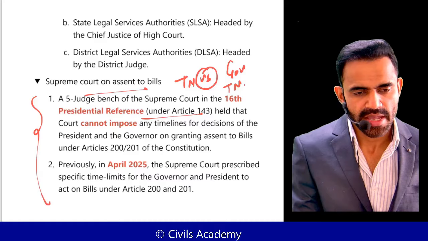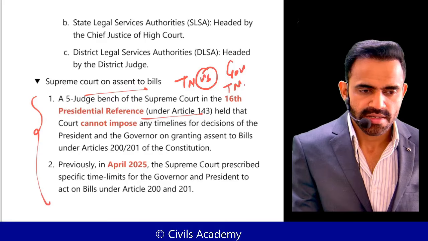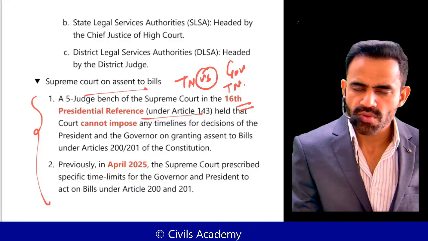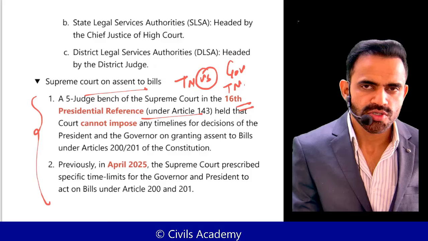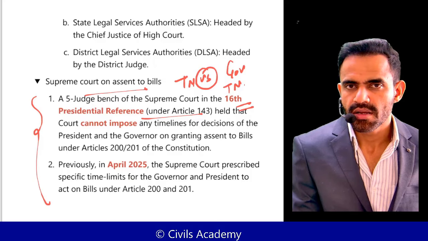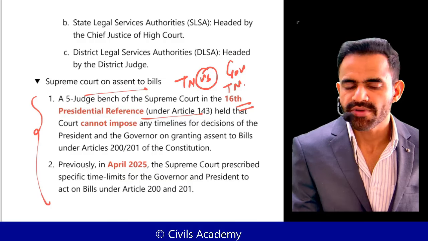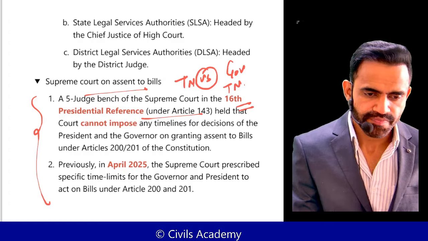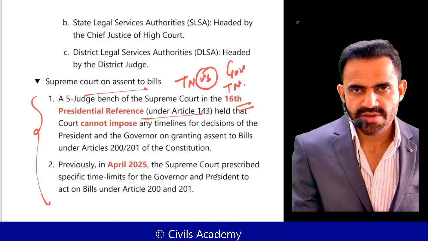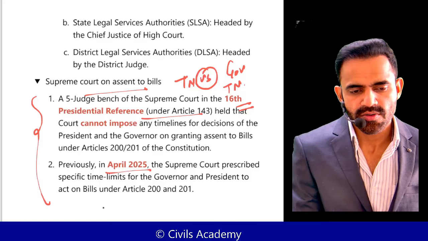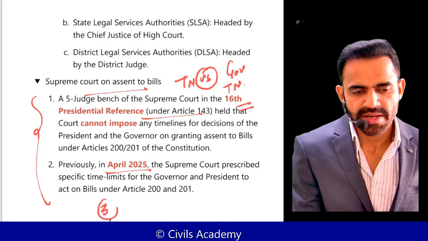Okay. Subsequently, as a result of that presidential reference under Article 143, the court said that no, we cannot specify any timeline. If it is not mentioned in the constitution, how can the judiciary specify a timeline? So that is the judgment. Okay. Now this is different from the previous judgment of April. In the April judgment, basically the court had specified a timeline of 3 months. Just remember this thing.